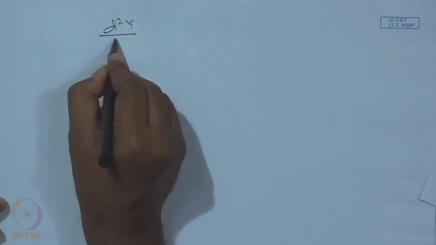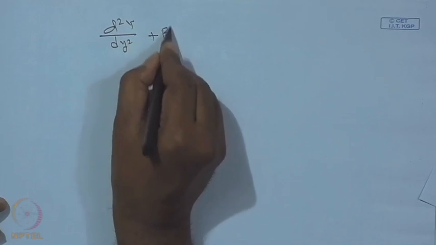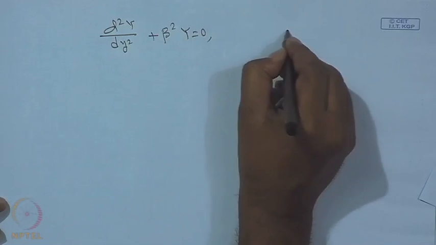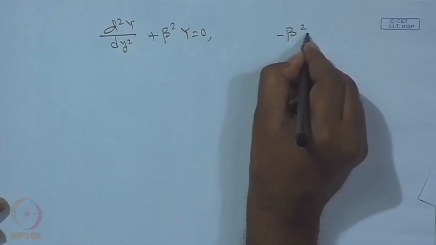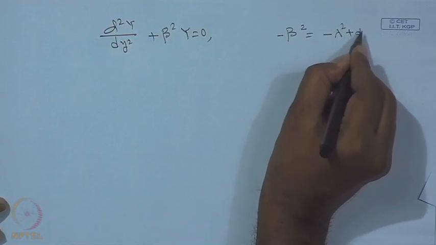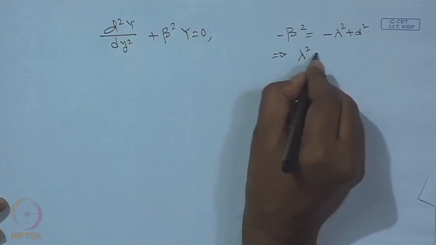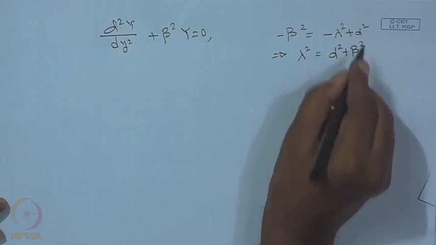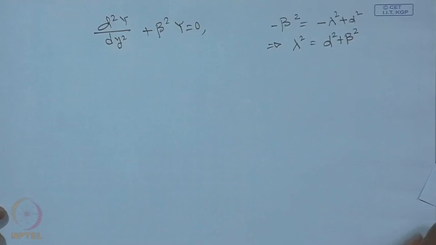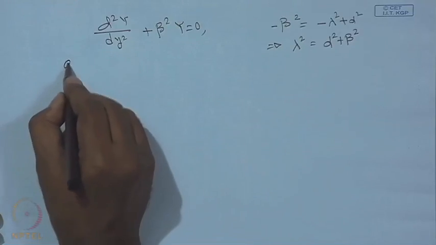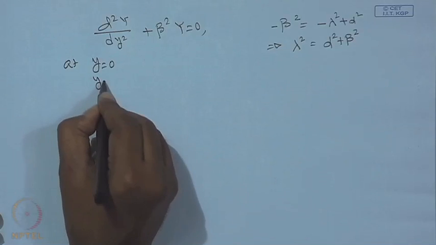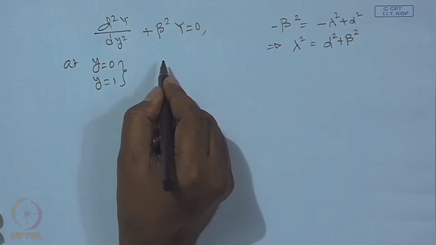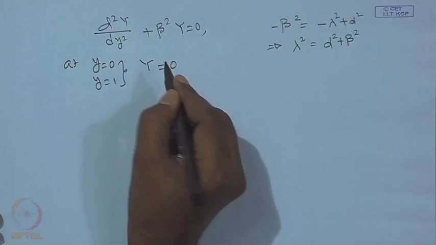So, if we look into that, we get d square Y dy square plus beta square Y is equal to 0, where minus beta square is nothing but minus lambda square plus alpha square, or lambda square is nothing but alpha square plus beta square. Now, let us look into the boundary condition of the y varying part. In the original problem at y is equal to 0 and y is equal to 1, we had u equal to 0, that means Y must be equal to 0 on both boundaries.